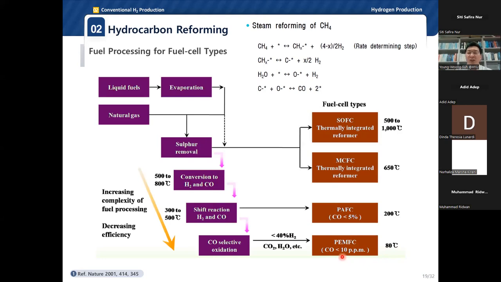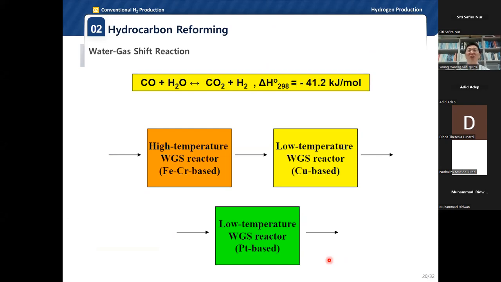So to get this high purity hydrogen, just after the steam methane reforming, the conversion to hydrogen and CO2, and then the shift reaction, that is the WGS, water gas shift reaction, and then finally, CO selective oxidation is mandatory to get this low and low amount of the CO in the hydrogen stream. So to produce the high purity hydrogen, from this diagram, it is a very complex series of processes to fulfill our goal to get the high purity hydrogen.